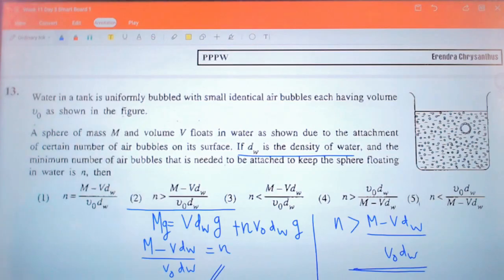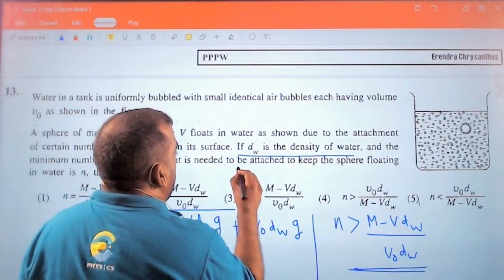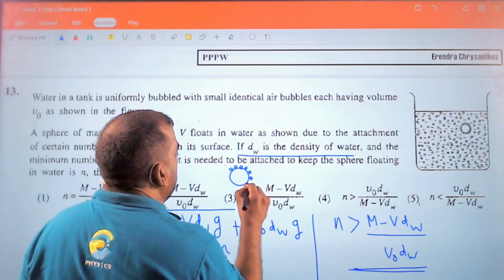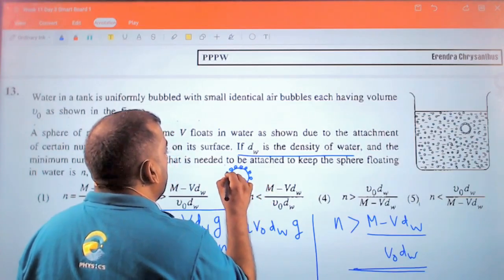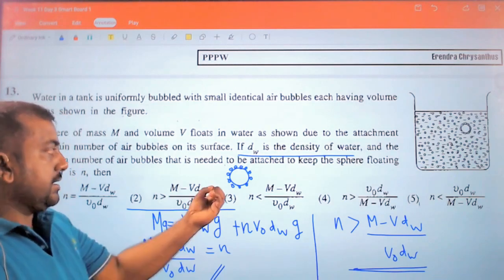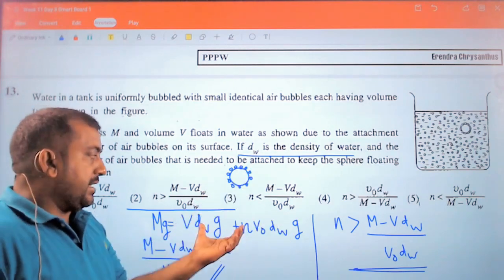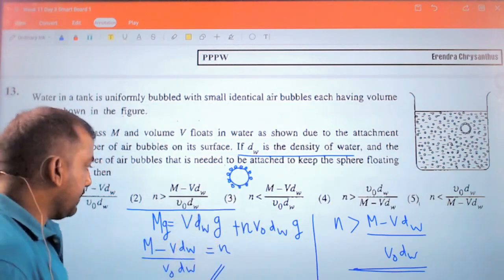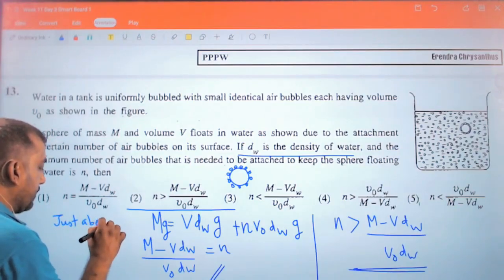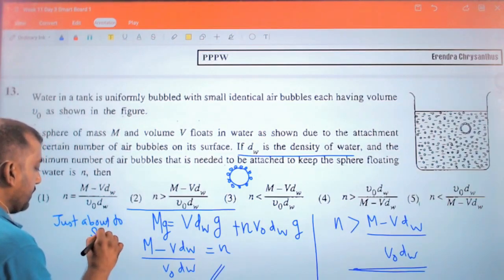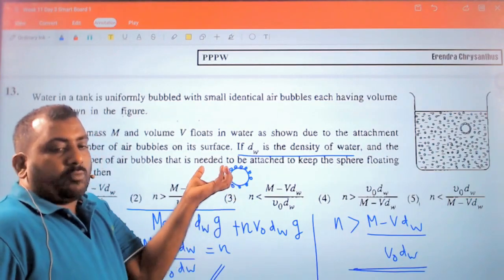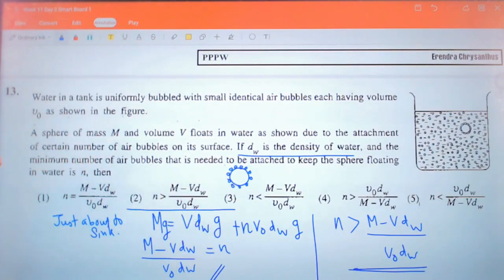Right now? So this sphere has air bubbles around it. Do air bubbles also give upthrust? The larger the number of bubbles, greater than the minimum, it is just about to sink. The greater the bubbles, the more upthrust is given, so it won't sink.